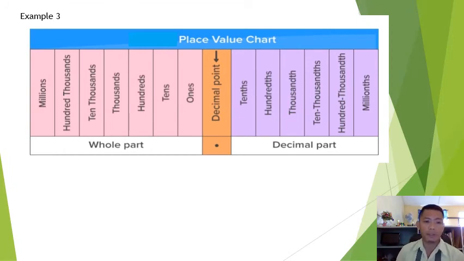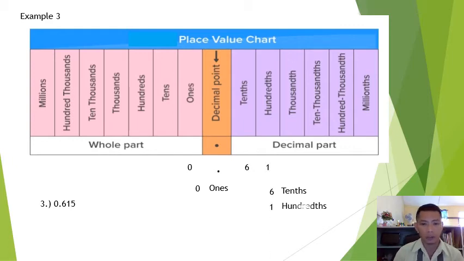Next, let's give the place value of each digit in the number 0.615. As you can see, we only have 0 as the whole number. So we put 0 in ones, followed by the decimal point, and the decimal number is 615. We'll put 6 in tenths. Place value of 6 is tenths. 1 is in hundredths. Place value of 1 is hundredths. 5 in thousandths. Place value of 5 is thousandths.